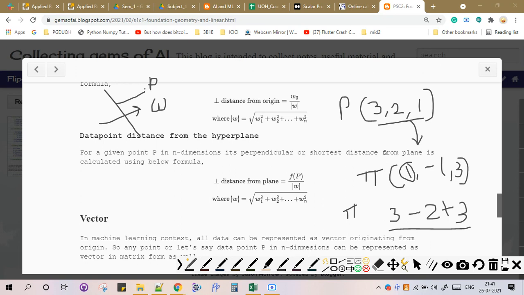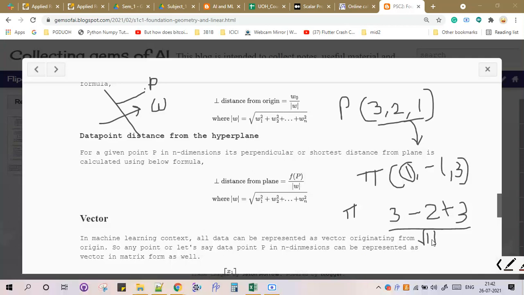Mod of W is nothing but the square root of 1 squared, 1 squared, 3 squared. So 9 plus 2, 11. So it is root 11. Right? So this is the answer actually. 3 minus 2 plus 3 is 4. 4 divided by root 11 is the answer. So this formula, this f of x, is really useful actually.